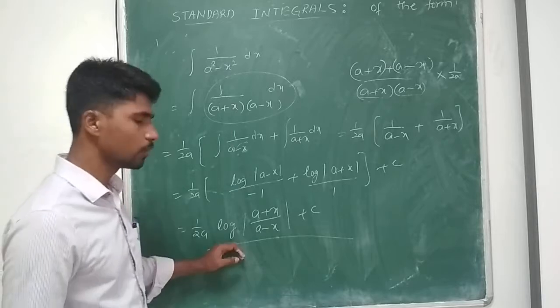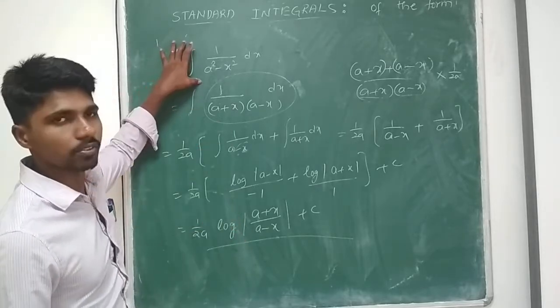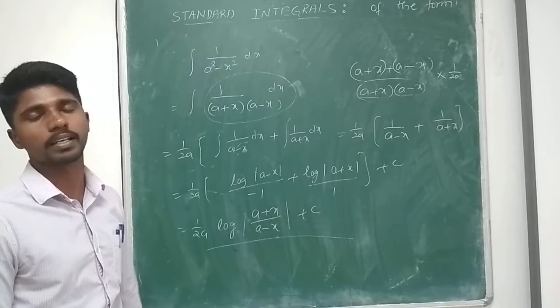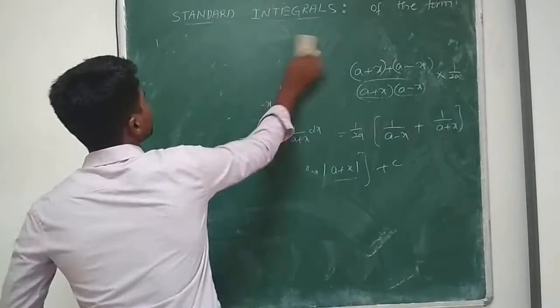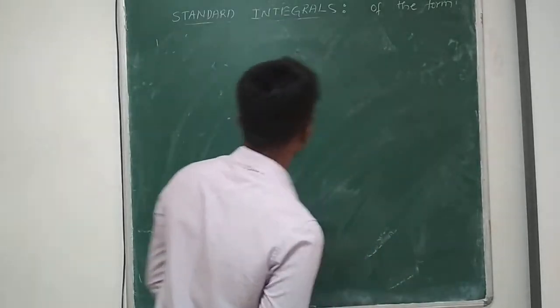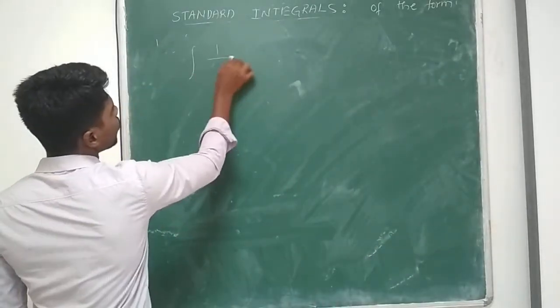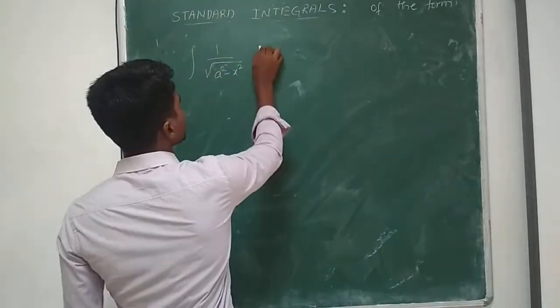What we got? Okay, this is the integration of 1 by a square minus x square. You have to try 1 by x square minus a square. Next, integral of 1 by root of a square minus x square dx.